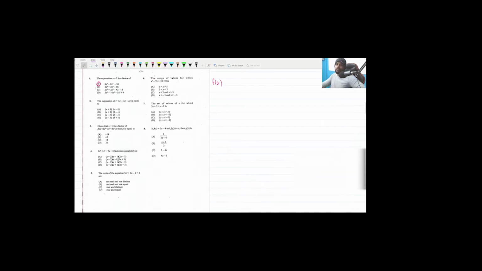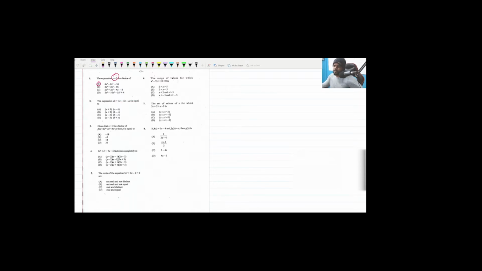Just a recap, how did I get f of 2? All I have to do is put the factor equal to 0 and solve for x. So if x minus 2 is equal to 0, x is equal to 2, and that will be the number I'm substituting for x. If the factor was x plus 16, I put x plus 16 equal to 0, x is minus 16. If I get 0 as my value when I substitute x, then it is a factor.